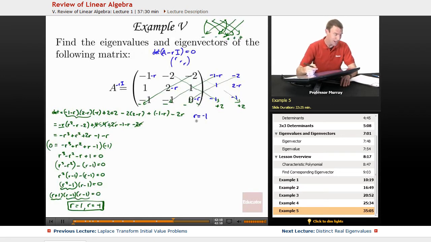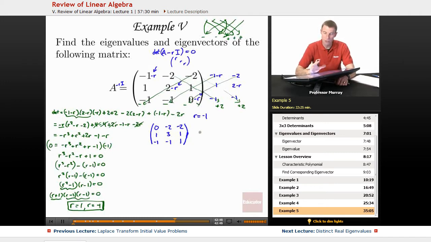And I'm going to plug that back into the matrix, into the minus r for each one of these. Now, since r is negative 1, that means I'm adding 1 to each one of those entries. So let me write that out. If I add 1 to each one of those entries, negative 1 plus 1 will give me 0. Then I have negative 2, 1. Now on the main diagonal, 2 plus 1 will give me 3, and 1. Negative 1, 0 plus 1 gives me 1.